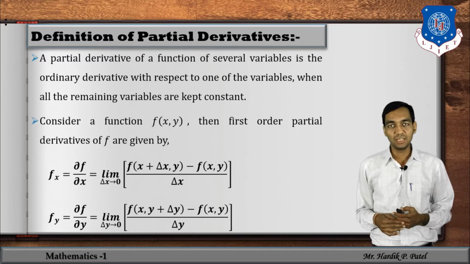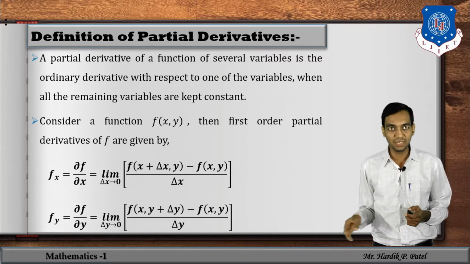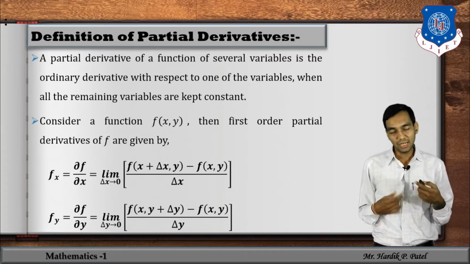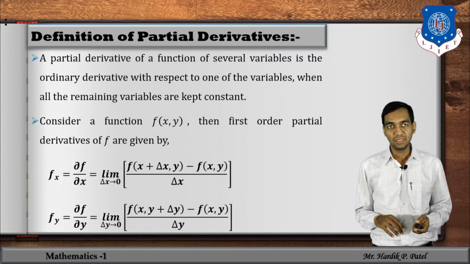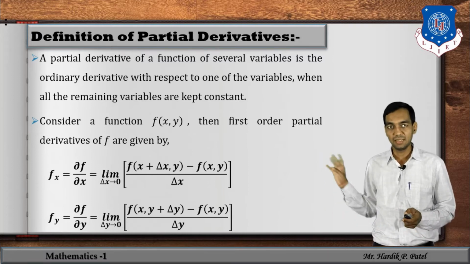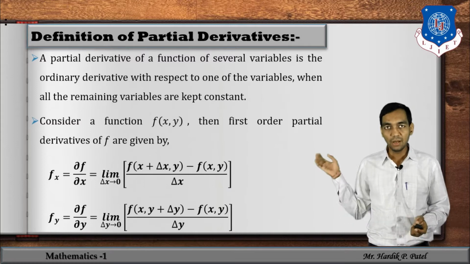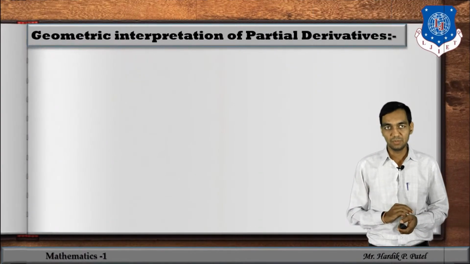In the same manner, you can write it for three variables x, y, z or any number of variables. Whenever you are using this definition, the others are treated as constants. Now we are going on to the geometric interpretation.